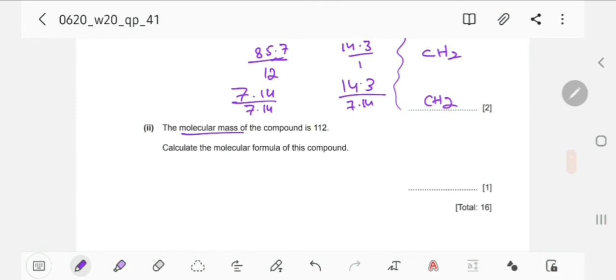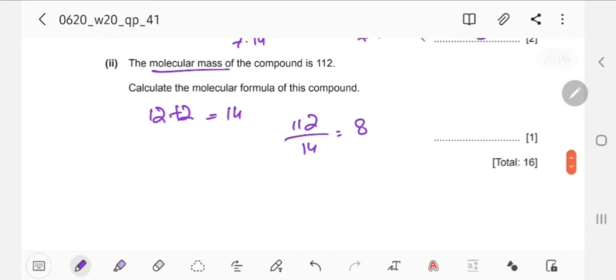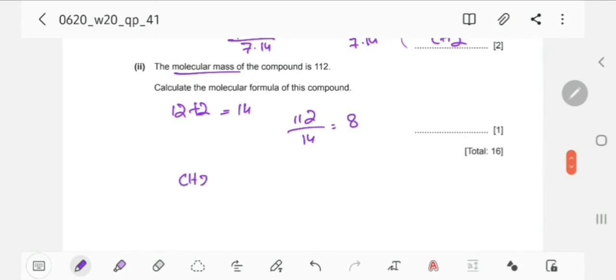So in the next question we have to find the molecular mass. So the empirical mass would be 12 plus 2, it would be 14. So 112 divided by 14 would be 8. It simply means we will multiply the empirical formula by 8. As the empirical formula is CH2, you will multiply with 8, so it will become C8H16. So C8H16 would be the molecular formula.